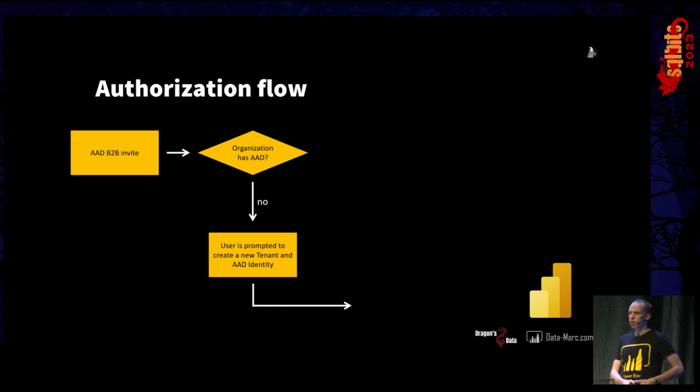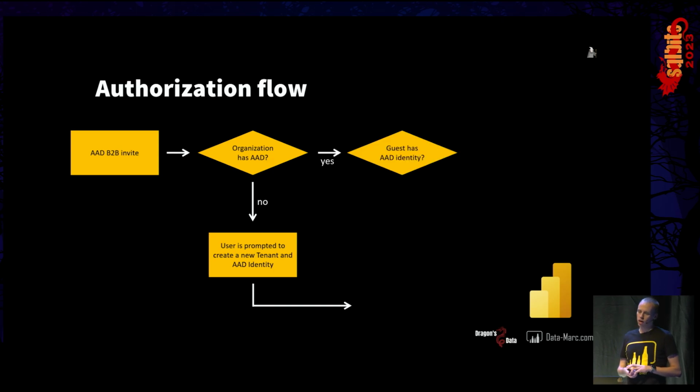This tenant needs to be set up from scratch, and basically a tenant means everything you have in your mail address behind the ad. So in my case, at datamark.com, or for a company at macaw.nl. If there is already an Azure Active Directory in place, the next question would be, does this guest already have a B2B identity in my organization? So has this user already been invited in the past?